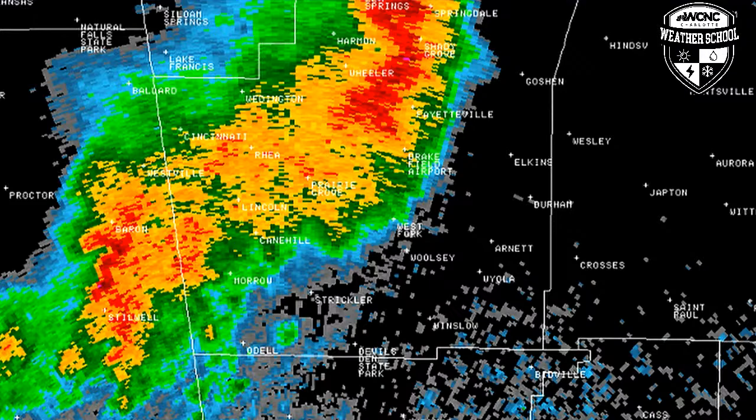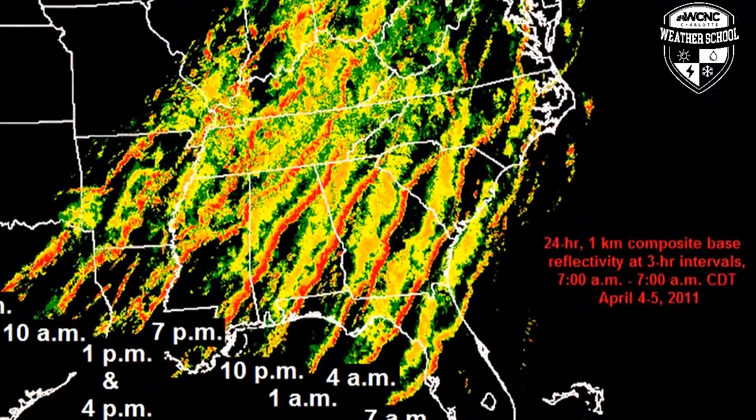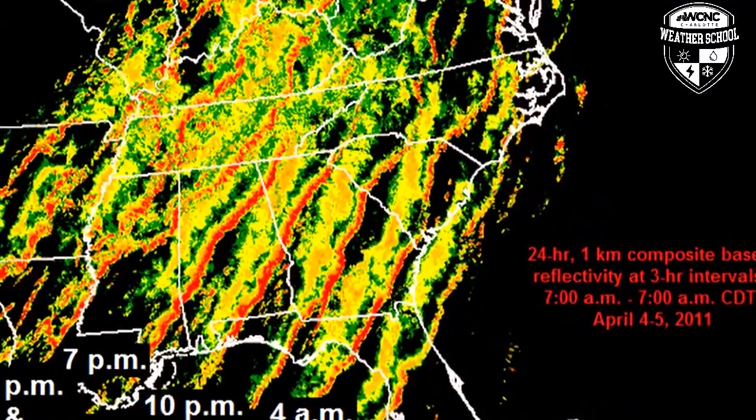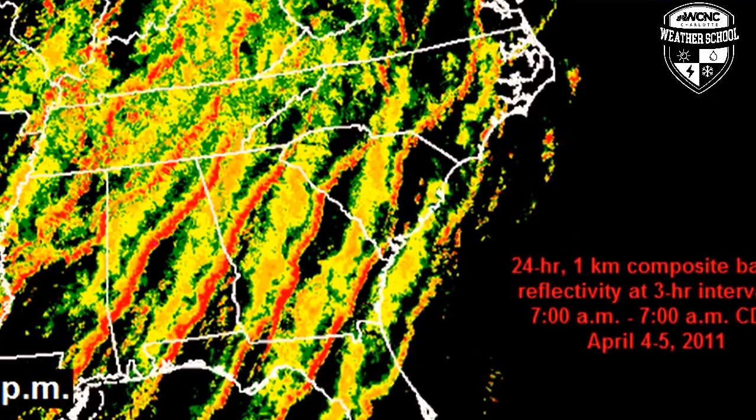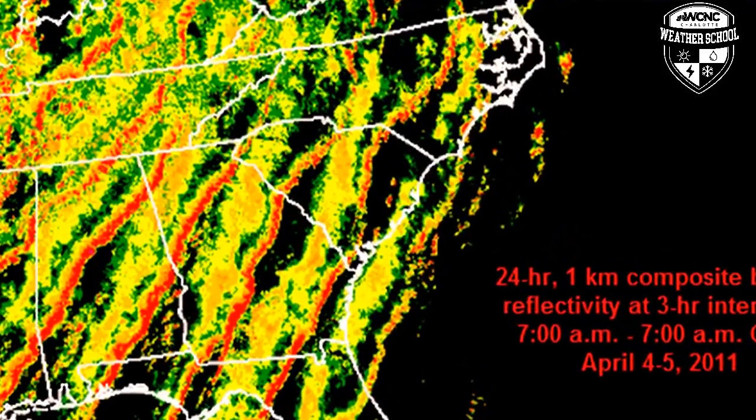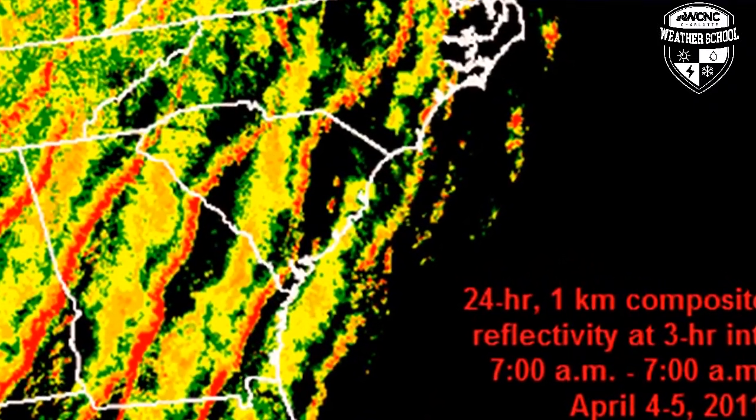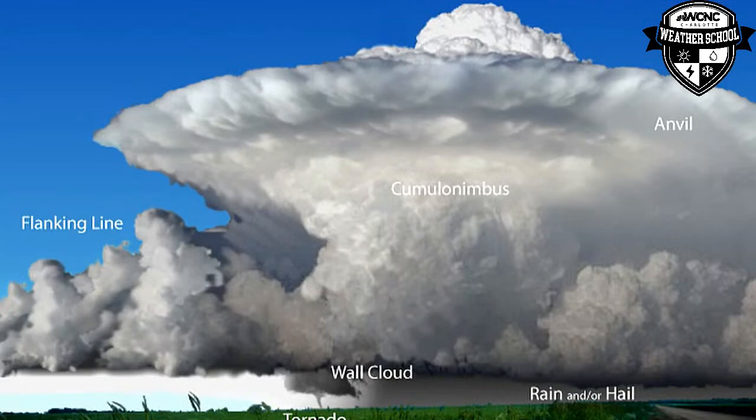And these can last for hundreds of miles. And when that happens, it's called a derecho, which is a long-lived wind event. And those are often historic because they last for so long and they create damage for hundreds and hundreds of miles. Lastly, we're talking about the supercell.